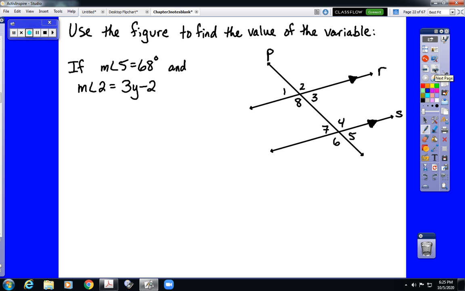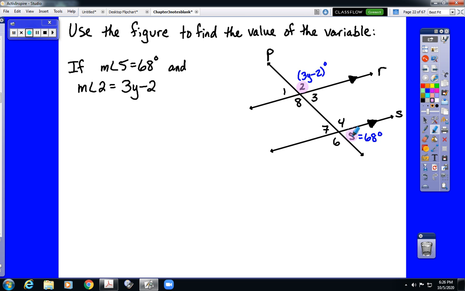Okay, again, pause the video, try it on your own before I get too far into it. All right, angle 5 is a 68 degree angle. Angle 2 is 3y minus 2. There is a direct relationship this time between angles 2 and 5.